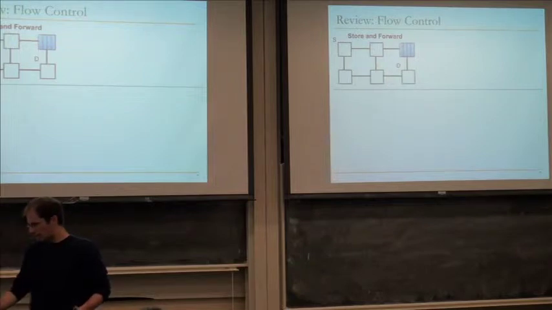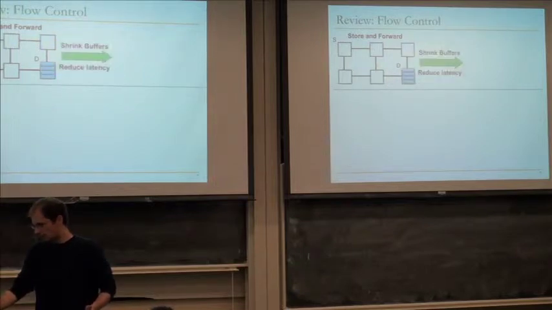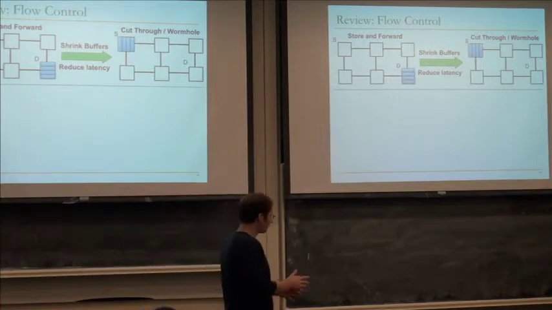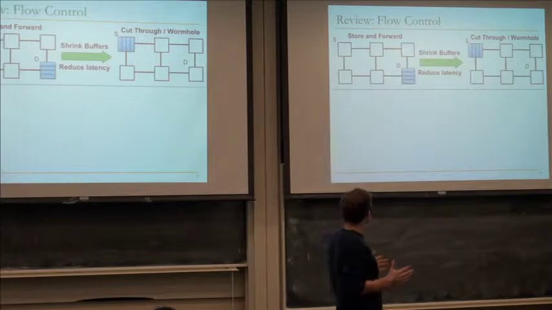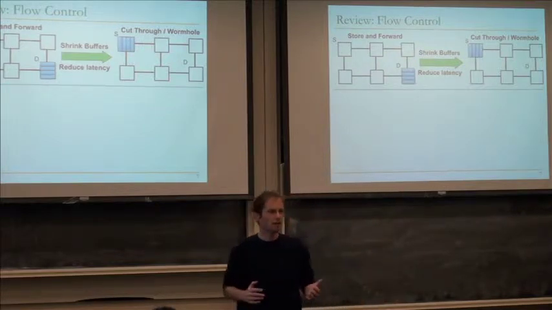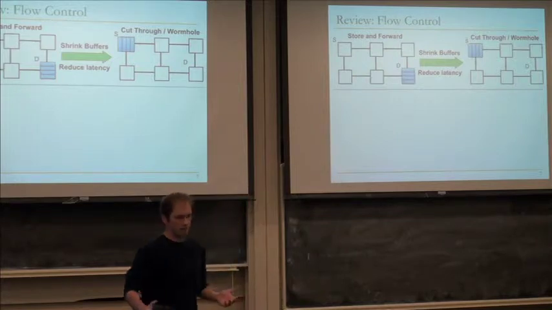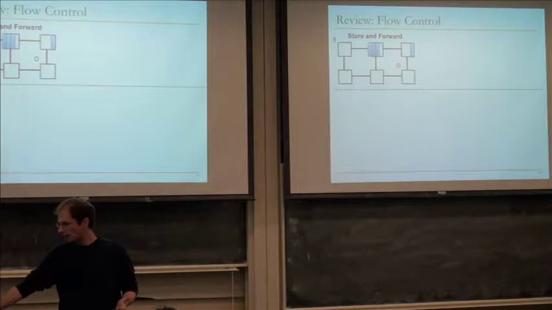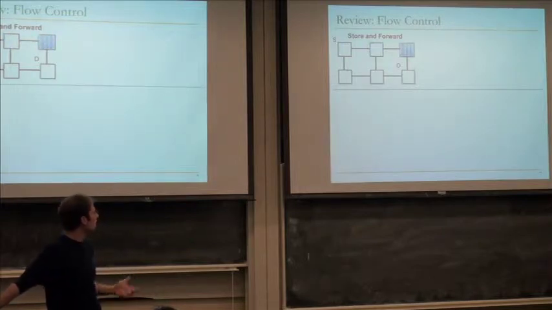So it's simple, but that adds a lot of latency. So the general class of flow control that we talked about after that were cut through and then wormhole, which is an improvement on cut through. The basic idea there is you want to pipeline things, right? In store and forward, you have to wait for the entire packet to get to the next hop before it can move to the next hop, and so on and so forth.